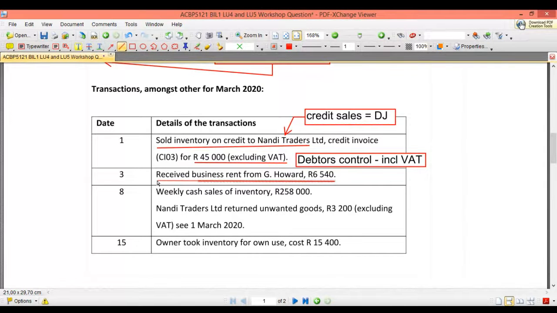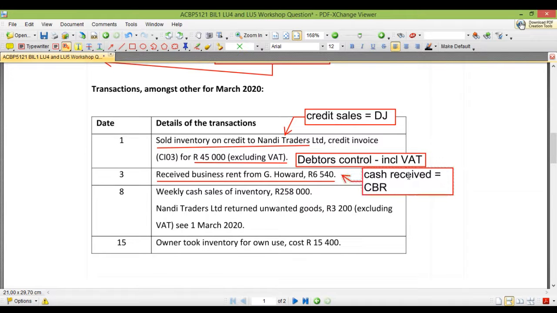Okay, under what journal will we capture this transaction? Under what journal will you capture the rent we received from G. Howard? Okay, so Lino says under the cash book receipts, and that is absolutely correct because it is physical money that we have received. So it's cash we received, which would go into our cash book receipts journal.